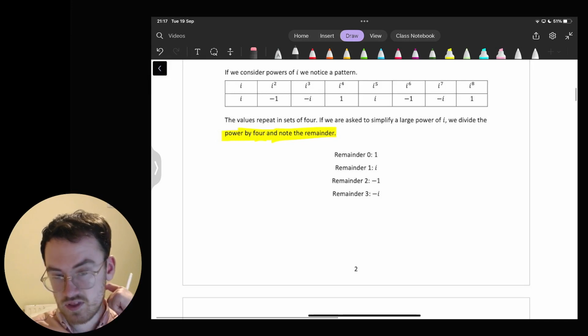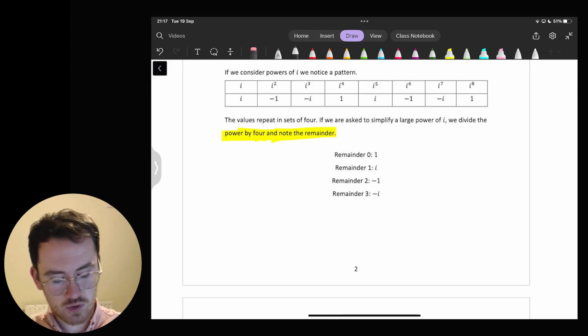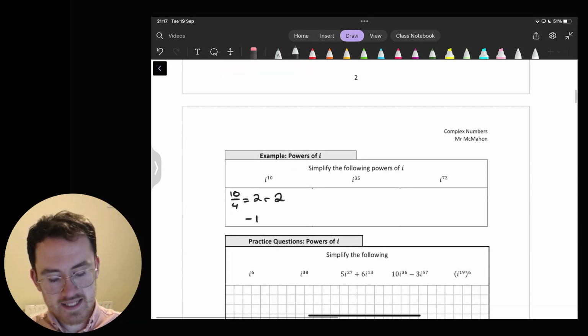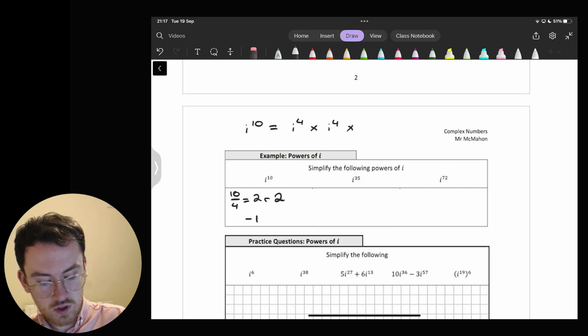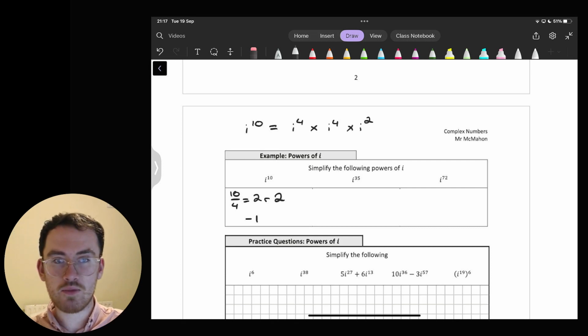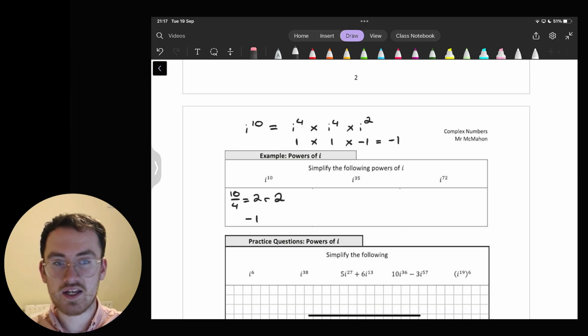If we check back with our powers here, we have an i squared left over. What we're really doing is taking into consideration that i to the power of 10 would be the same as i to the power of 4 by i to the power of 4 by i to the power of 2. If you remember, multiplying would mean we add the powers. i to the power of 4 is 1, i to the power of 4 is 1, i to the power of 2 is -1. So I get an answer of -1.